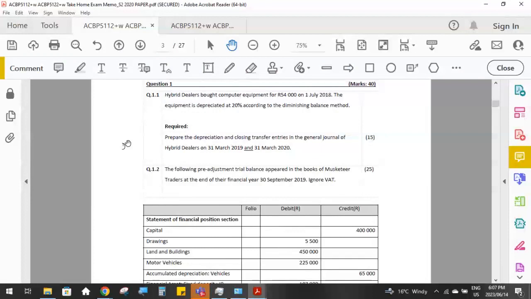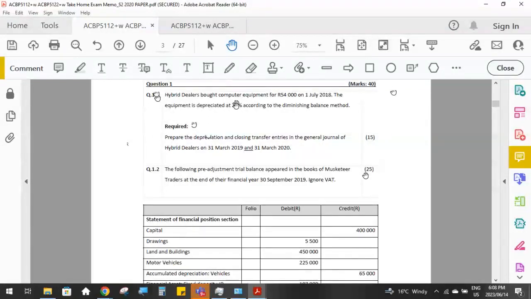So let's go and have a look at what we have to do for these 40 marks. 1.1 is for 15 marks, and here they've said prepare the depreciation, which means the depreciation calculation and the journal entries for the years 2019 and 2020 for this one particular non-current asset, computer equipment, that the company purchased. So 2 calculations and 2 sets of general journal that we're going to have to do.